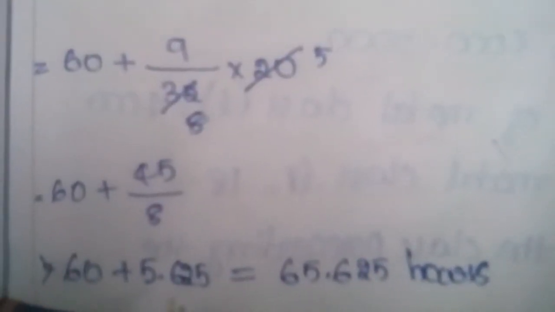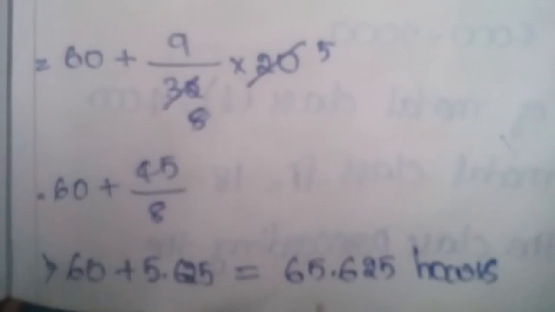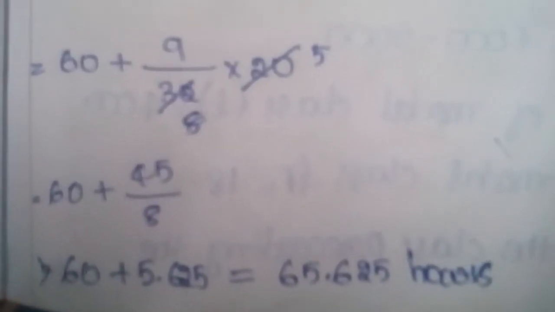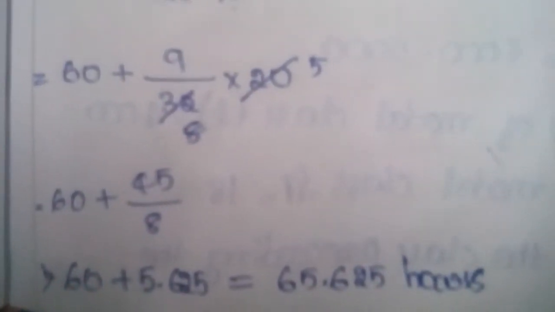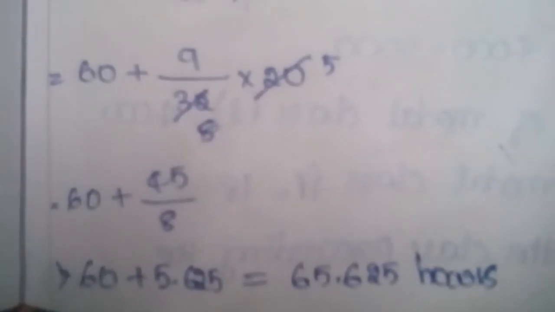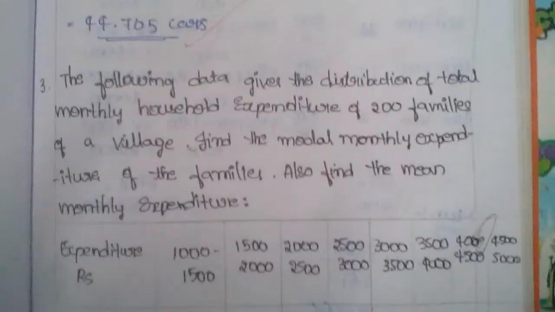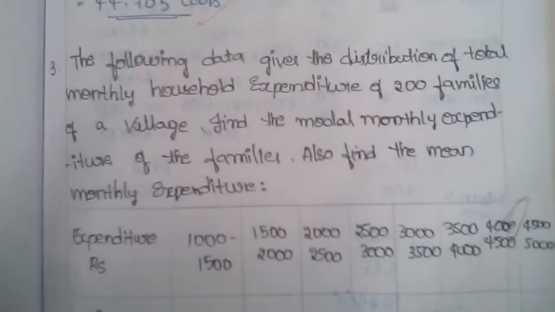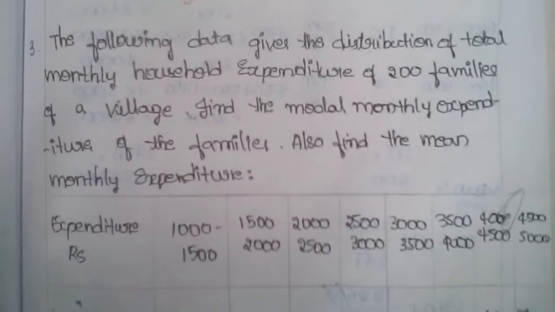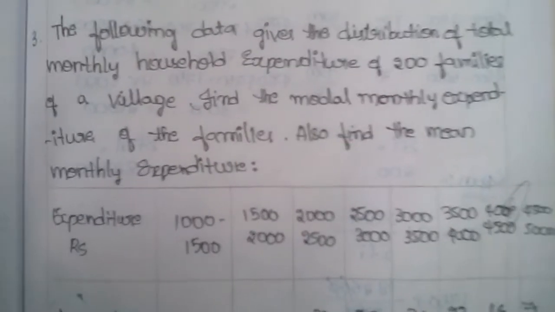So 45 divided by 8 is 5.625. I'll get the final answer: 60 plus 5.625 is equal to 65.625 hours, which is the mode of the given data. So the fifth and sixth questions are the same model as we discussed in the previous question.